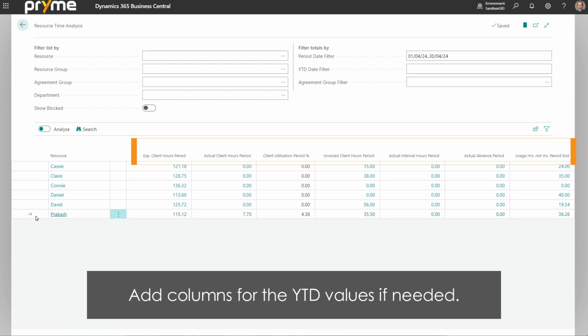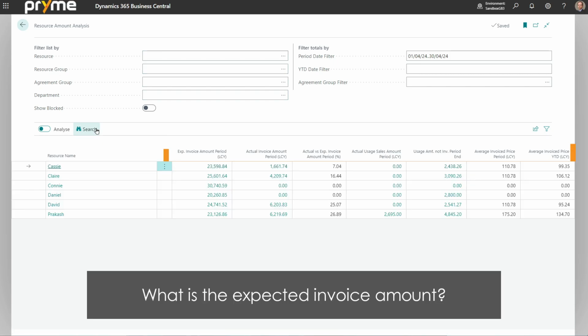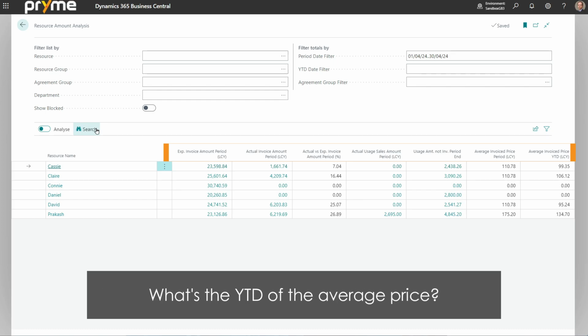Add columns for the year-to-date values if needed. With the resource amount analysis, obtain this information in amounts instead of in hours. What's the expected invoice amount? What was actually invoiced for the period? How much of that percentage-wise? What's the actual time spent valued at the expected rate? What's the year-to-date of the average price?